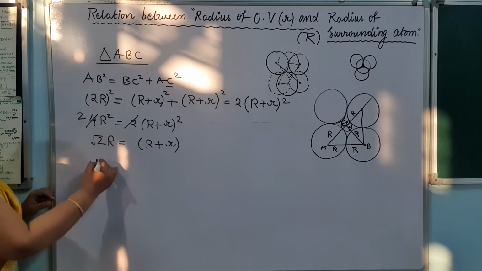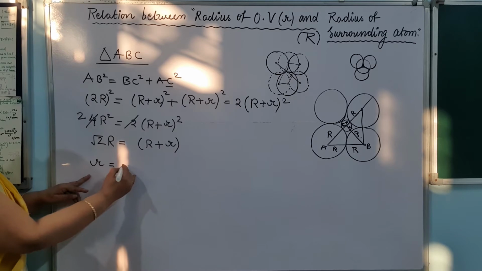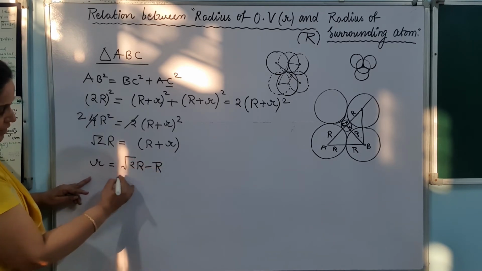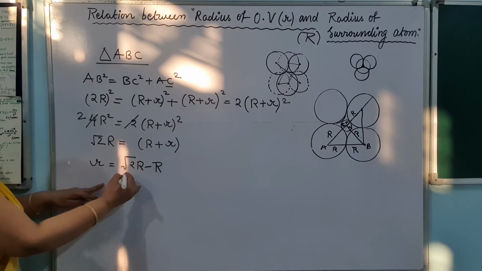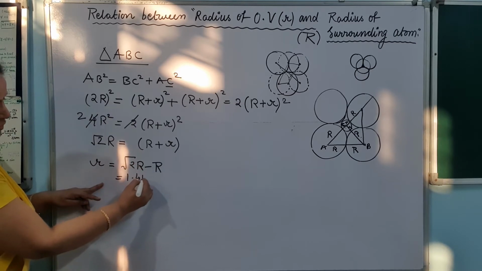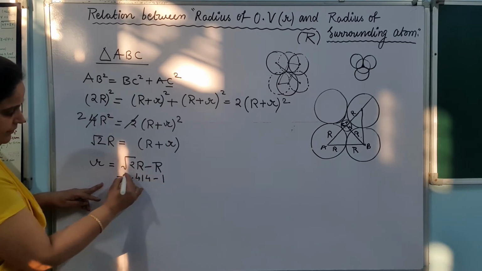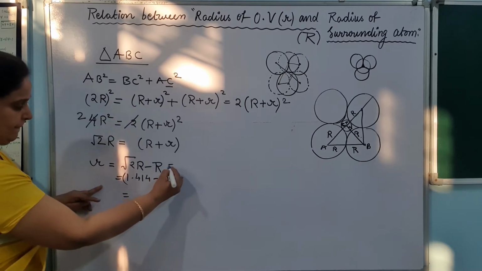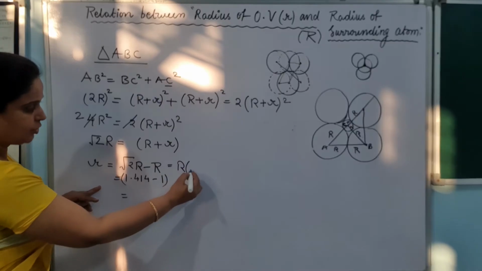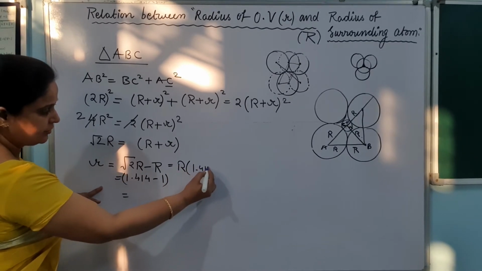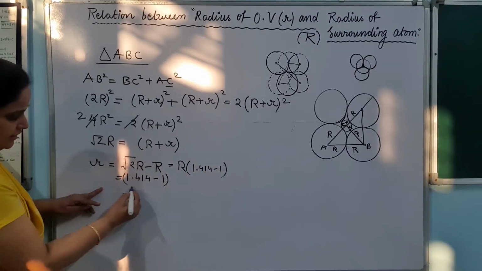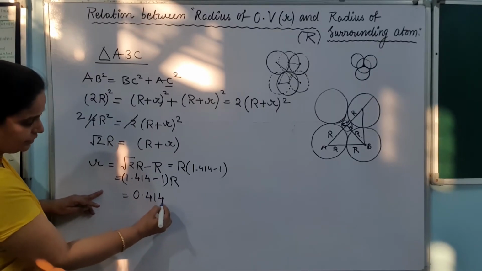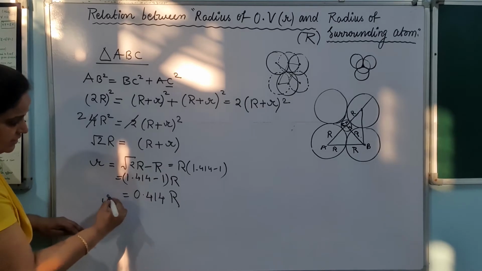So small r will be √2R minus R. The value of √2 you have to put here: 1.414 minus 1. Okay, so what will be the answer? Taking R common, so what is the answer? This is 0.414 R.